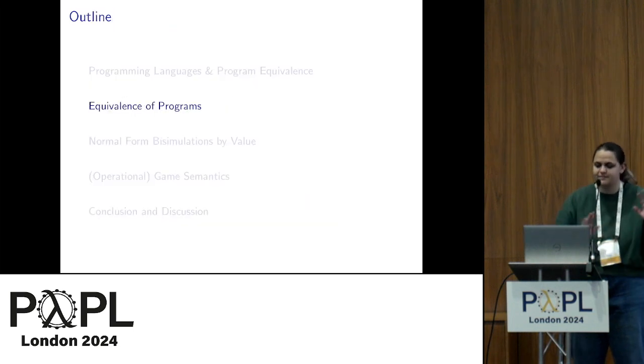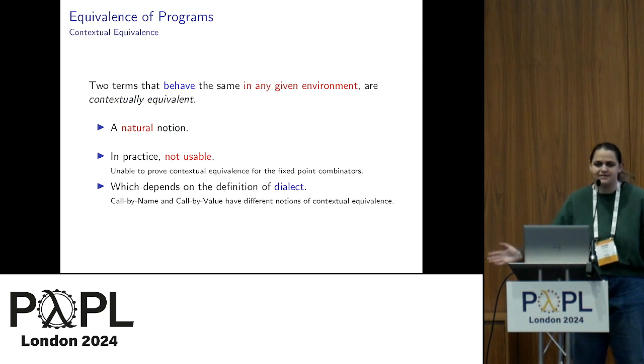So now let's go a bit to equivalence of programs. And the most natural one is contextual equivalence. Two terms that behave the same way in this black box principle: if you feed them inputs, they will give the same outputs. You test this on every input, on every environment, and you test the outputs.